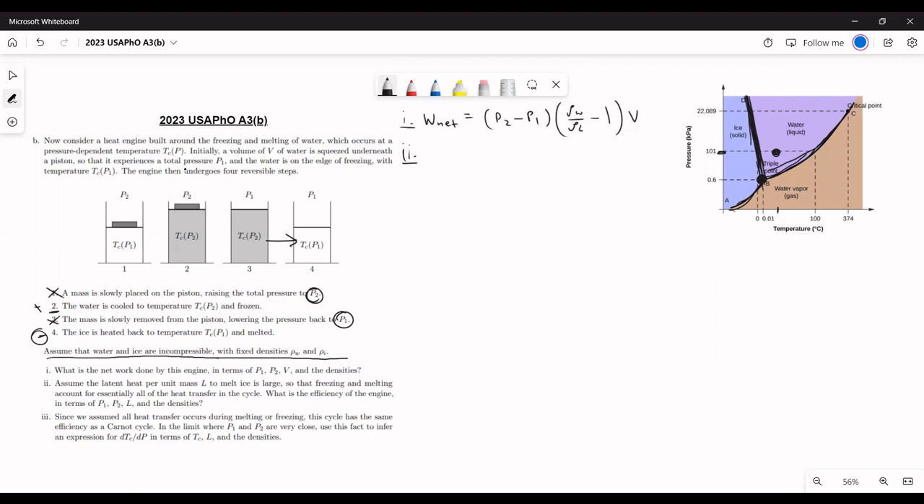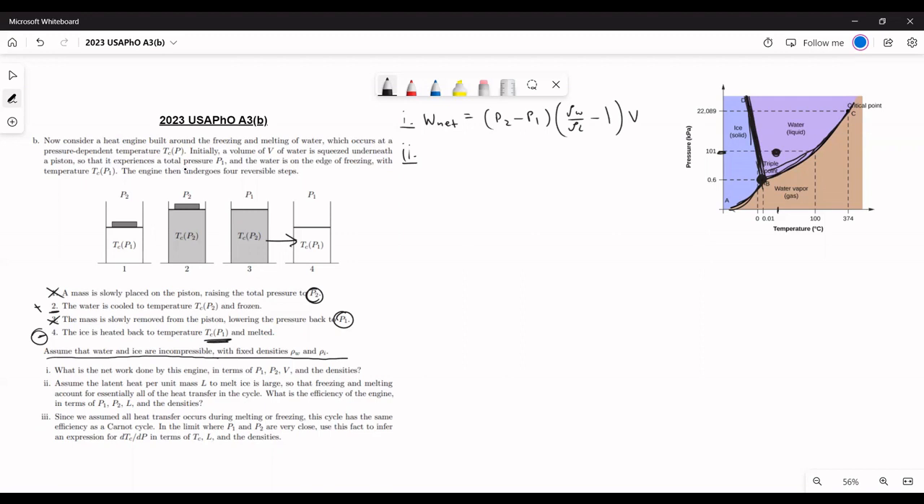And similarly, in step 4, the ice is being heated from Tc at P2 to Tc at P1, and then it's melted. So heat is actually going to have to be supplied in order to change the temperature between Tc at P2 and Tc at P1, and then more latent heat is going to have to be supplied in order to melt the ice. And once again, by this assumption, we can basically neglect the heat that's added in order to raise the temperature and only look at the heat that's required to actually melt the ice.